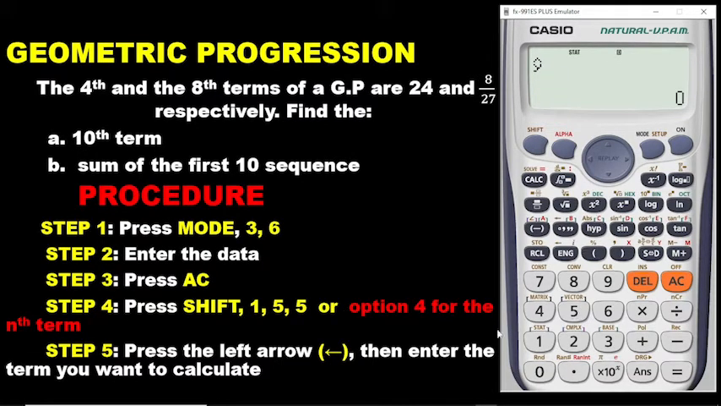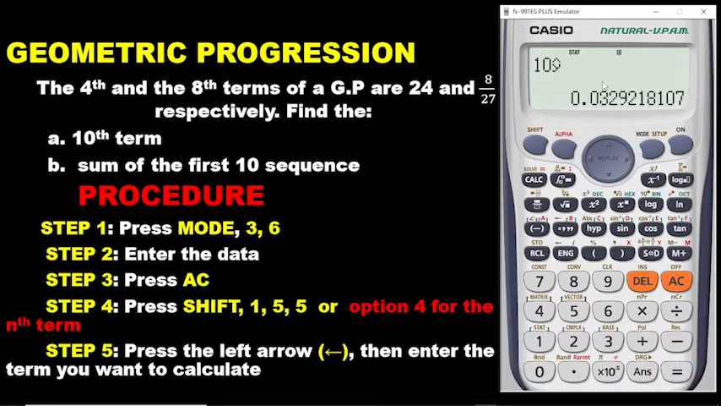Then if you follow the procedure, you now press the left arrow, because we want to move the cursor from this place to this place. So you click on the left arrow and the cursor moves. Now we are looking for the 10th term, so you press 10 here, like this, and then you press the equal sign, bam.